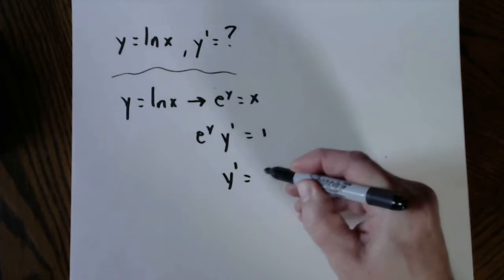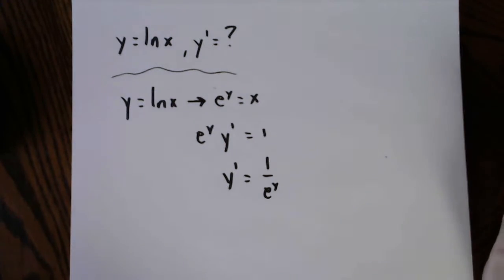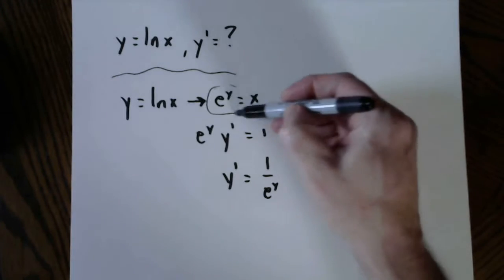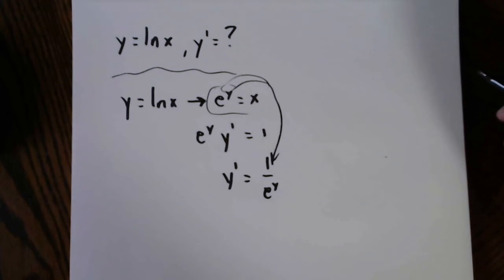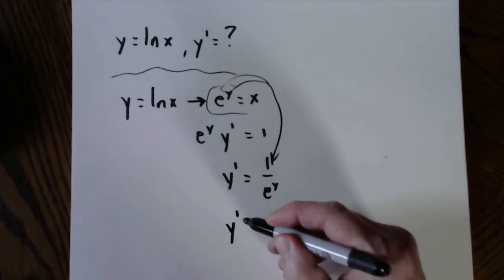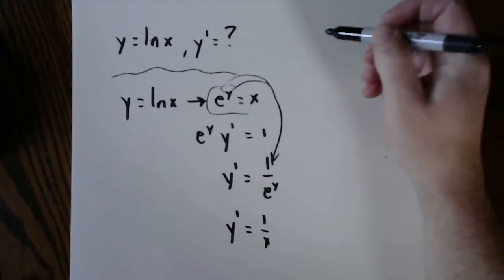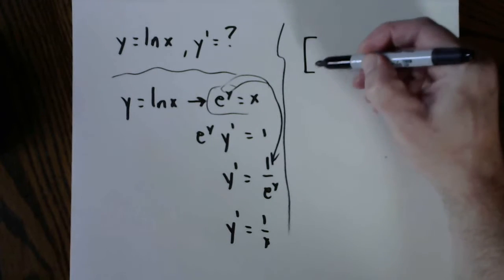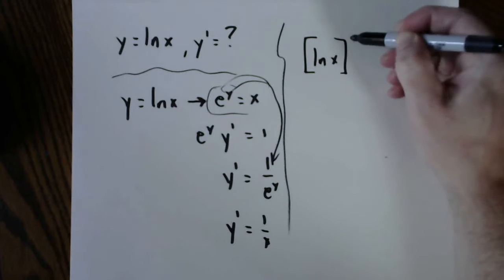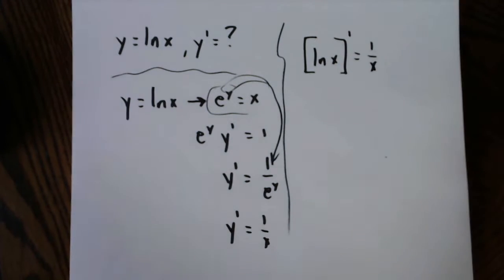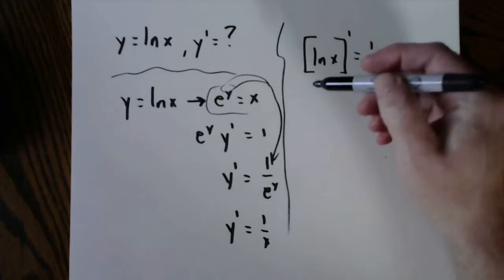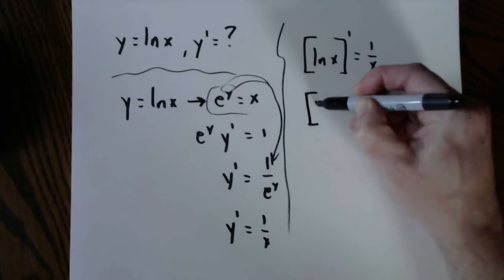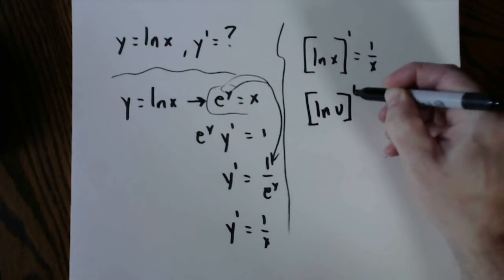So if I solve this for my derivative, I have this thing. Well, it's not very appealing, but I can see here e to the y is equal to x. So y prime is 1 over x. Okay, so our new differentiation rule: the derivative of ln x is 1 over x. Okay, so that's our vanilla rule. That's the derivative of one function. Not real useful. It is useful, I shouldn't say that, but we're more interested in the ln of anything, right?